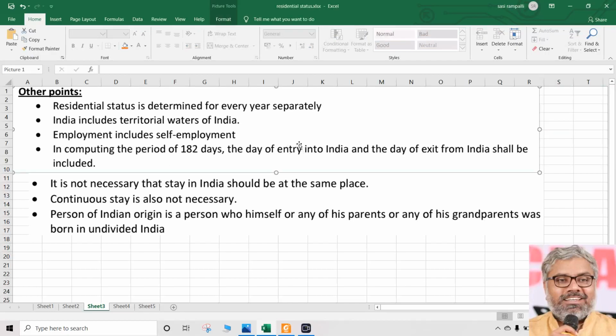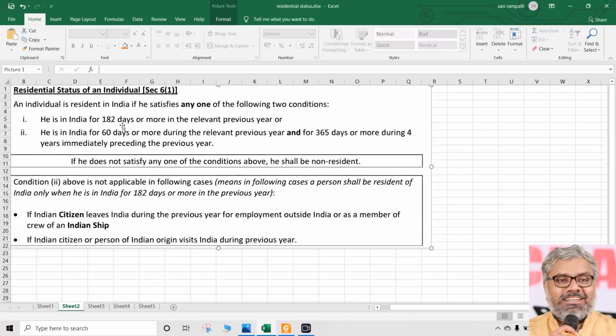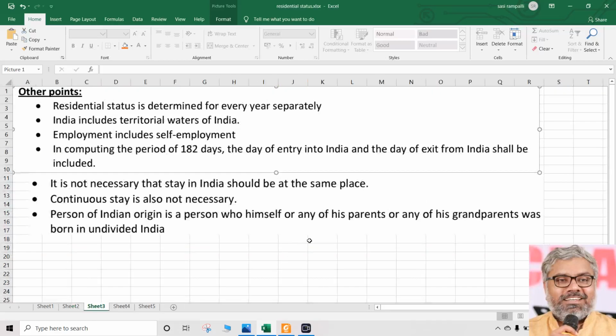Then while computing the period of 182 days, not only 182 days, actually while computing 182 days, 60 days, 365 days, all these cases, whenever we compute the number of days of stay in India, the day of entry into India and the day of exit from India shall also be included. Whatever the time at which entry or exit happened generally will not be important. The day of entry and the day of exit both should be included while calculating the number of days of stay in India.